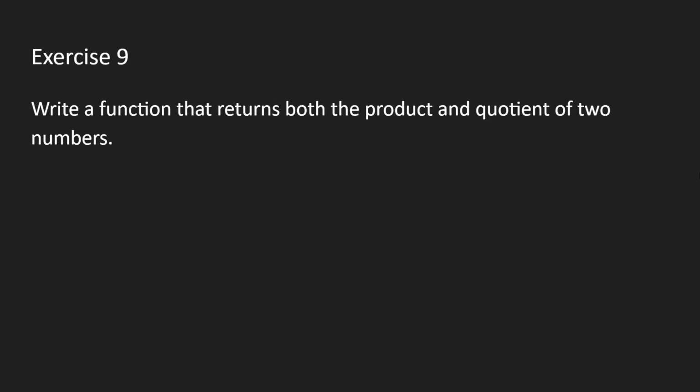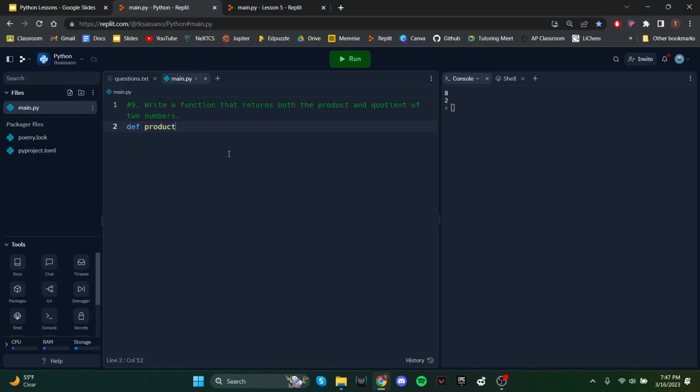Write a function that returns both the product and quotient of two numbers. Let's call this product and quotient, and we'll take num1 and num2. So the product will just be num1 times num2. But the quotient is a little trickier because if num2 is 0, that will produce an error because that will be undefined. So we need to prevent that.